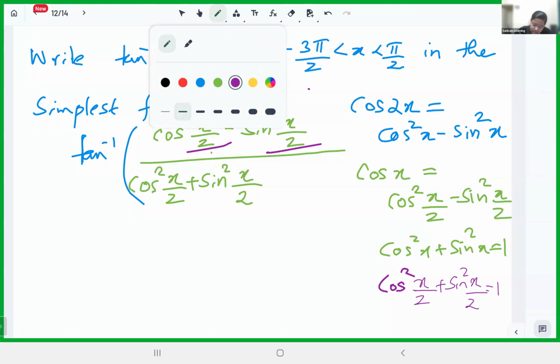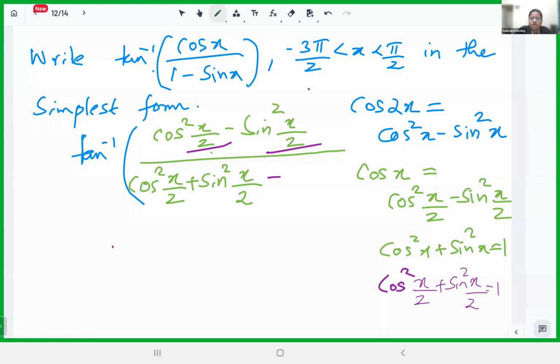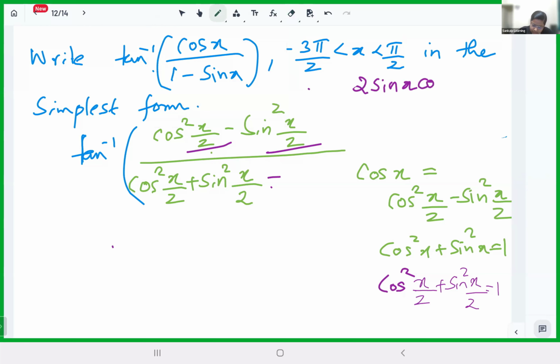Now, what about the sin x? Sin x should also be converted into such a form. So we know the formula: sin 2x is equal to 2 sin x cos x, right? It is again another identity. Sin 2x is 2 sin x cos x.